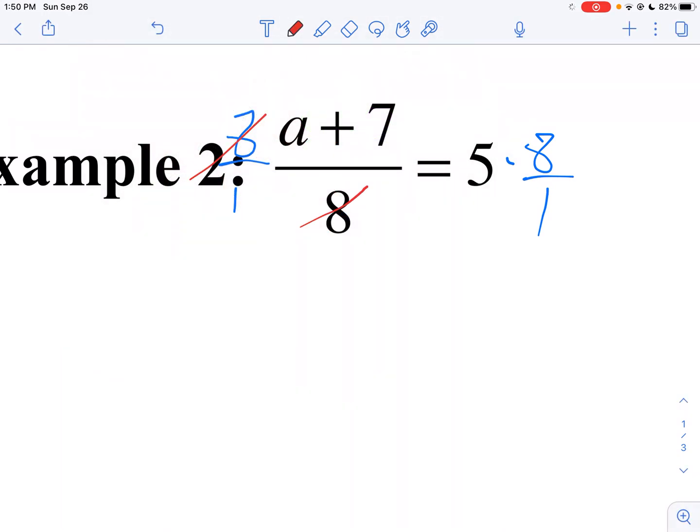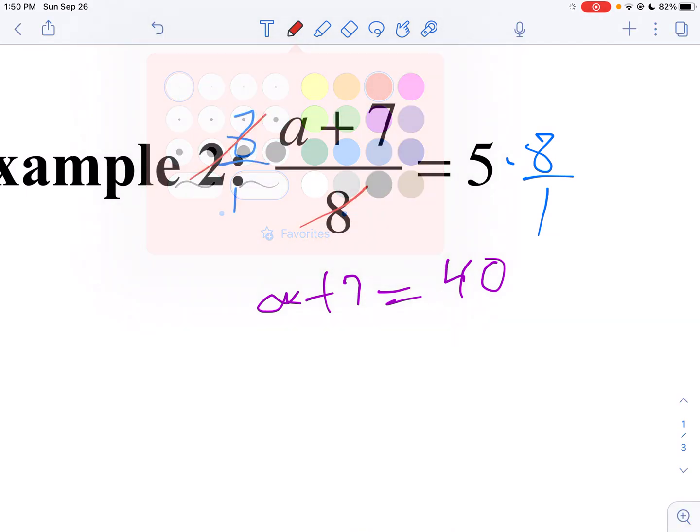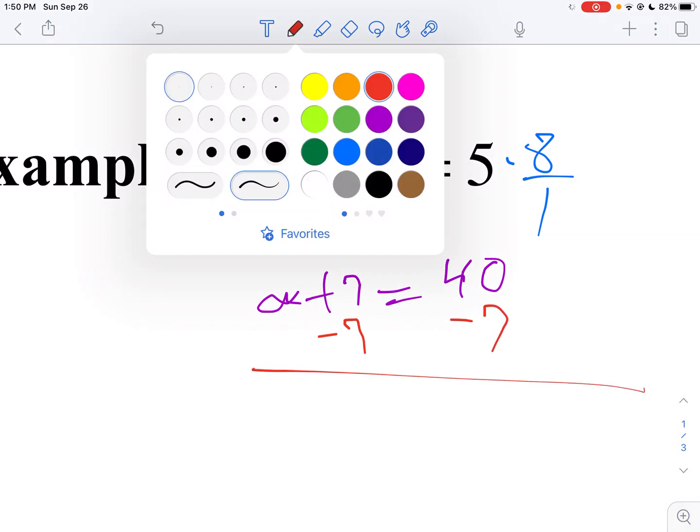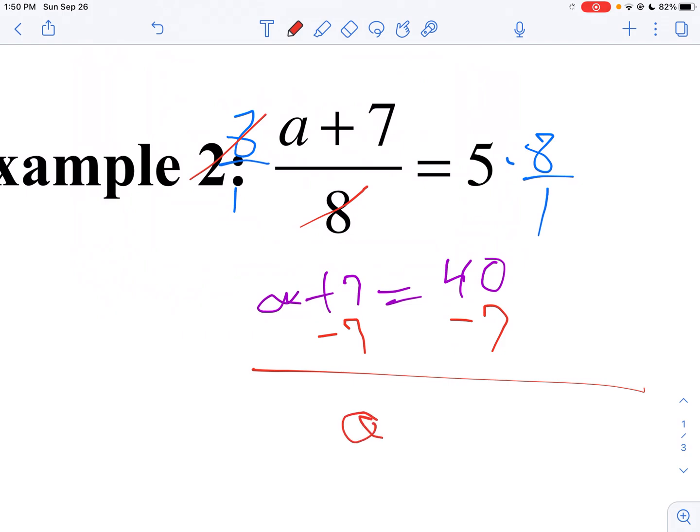Because if you just multiply 8 times a plus 7 and you don't reduce the 8, you haven't made the problem any simpler. You've made it actually more complex. And we want to make it simpler. So then we get a plus 7 on the left side. On the right side, 5 times 8 is 40. Now, we're going to undo adding 7, so I'm going to subtract 7 from both sides. And we get a equals 33. And there's your answer.